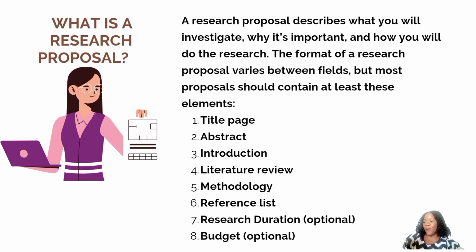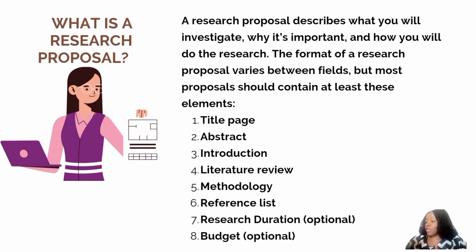Let's look at the components. One of the components is a title page, the second is the abstract, followed by an introduction, then a literature review or review of related literature, then followed by methodology, what method you want to use in your research, then your reference list. That depends on what format you are using. We have so many formats that require a reference list. In my next video, I'll be showing you more of the APA format of referencing.